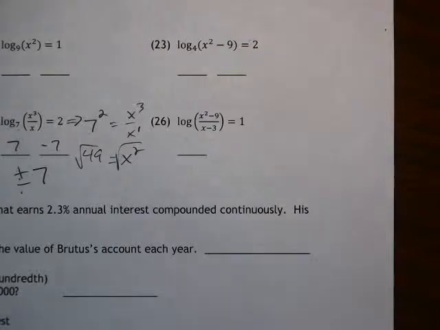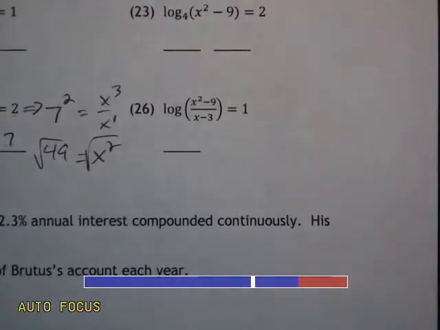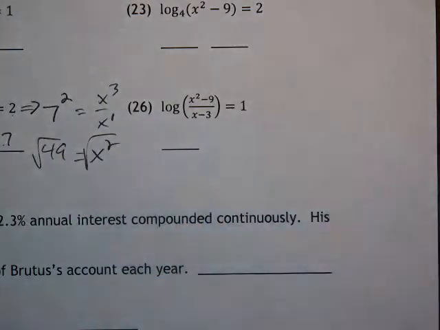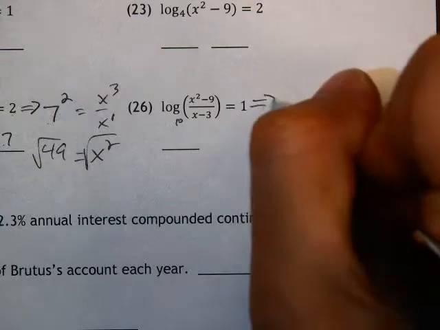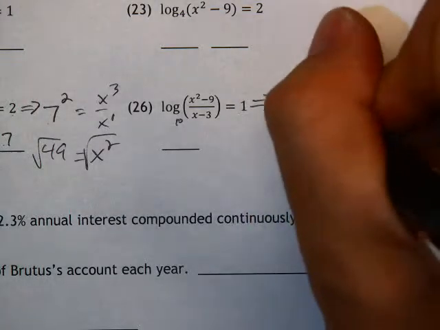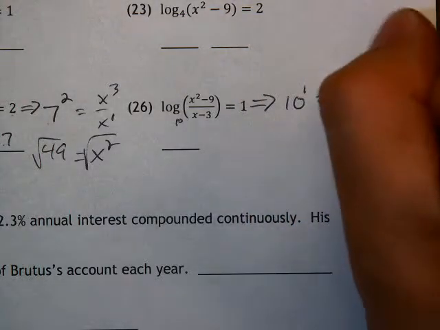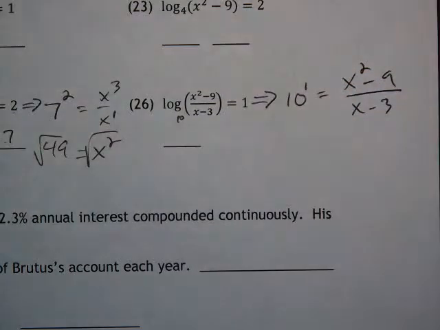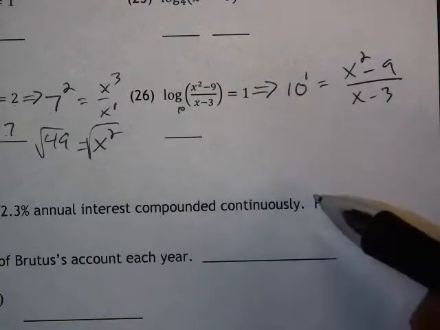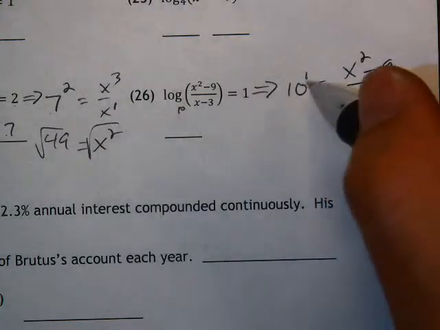26 starts a little bit like 24. The log with no base, remember what base is that? 10. Of all of this equals 1. So again, I'm going to rewrite it in exponential form. Becomes 10 to the first equals x squared minus 9 over x minus 3. Now you have an option here because we know that 10 to the first is just 10. So I could put this over 1 and cross multiply.